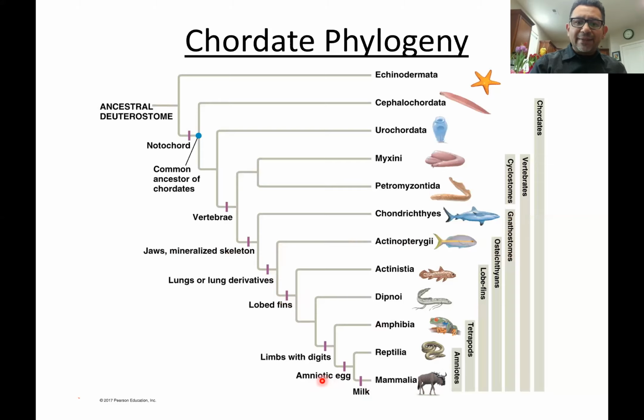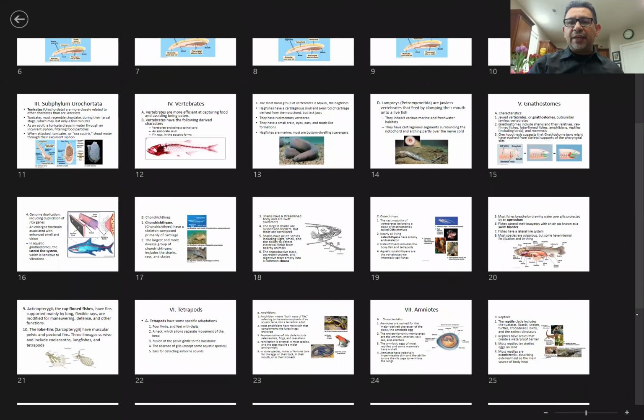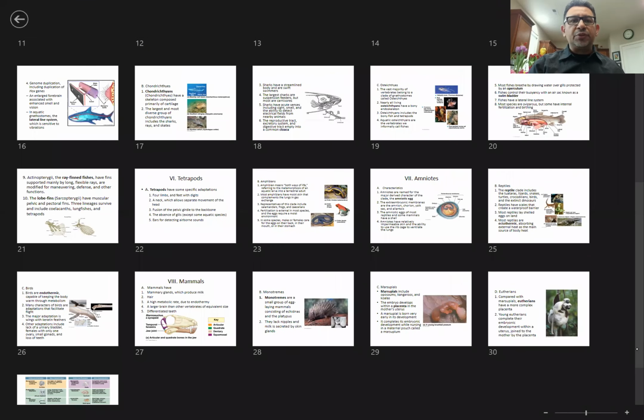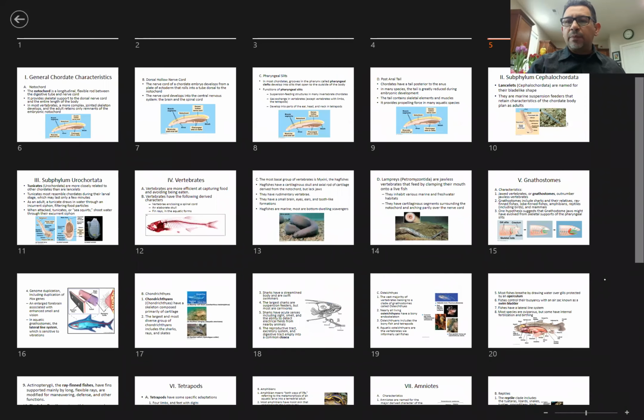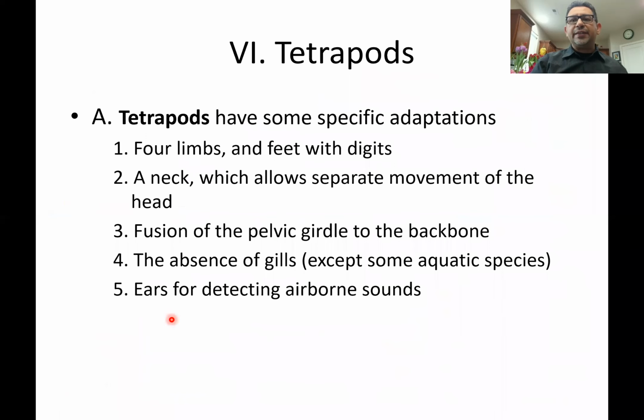final characteristic, which is going to be the one of limbs with digits. And that is going to take us to what the tetrapods are going to be. This presentation is about tetrapod diversity and the characteristics that are important to the tetrapods. Trying to navigate to the slide I want to use to continue, and here we are. Okay, so tetrapods are going to have specific adaptations that are going to allow them to move away from water.